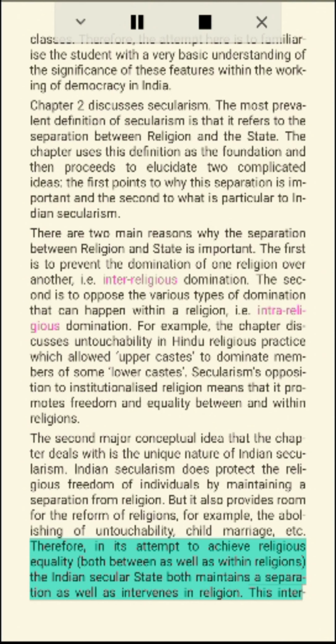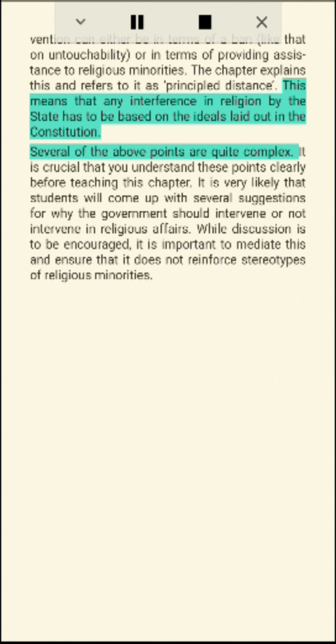This intervention can either be in terms of a ban, like that on untouchability, or in terms of providing assistance to religious minorities. The chapter explains this and refers to it as principled distance. This means that any interference in religion by the state has to be based on the ideals laid out in the Constitution.